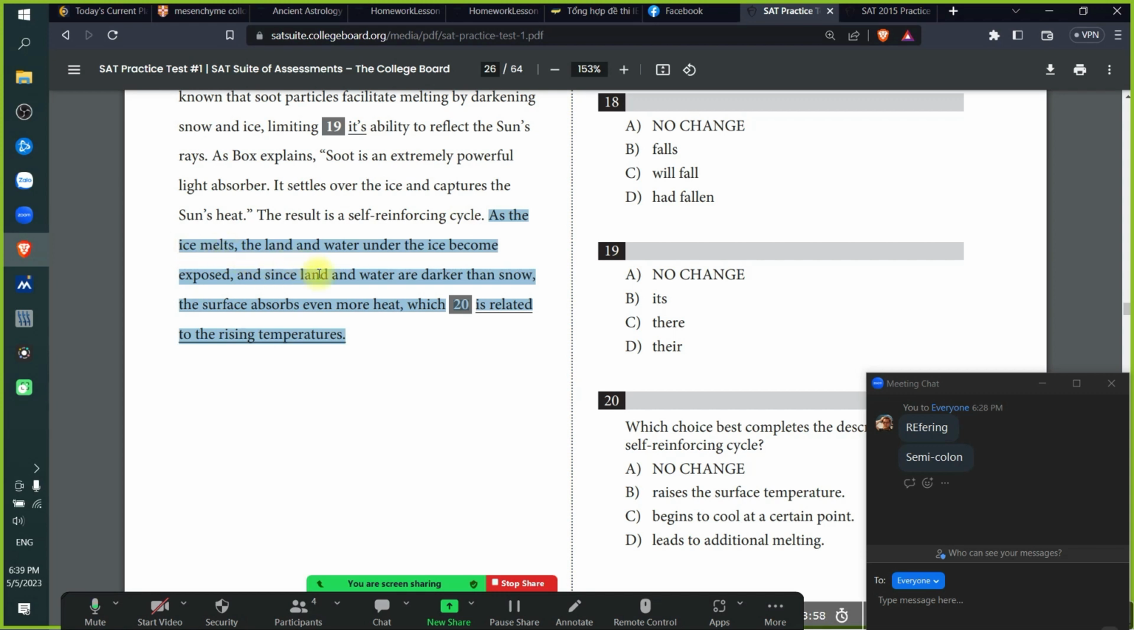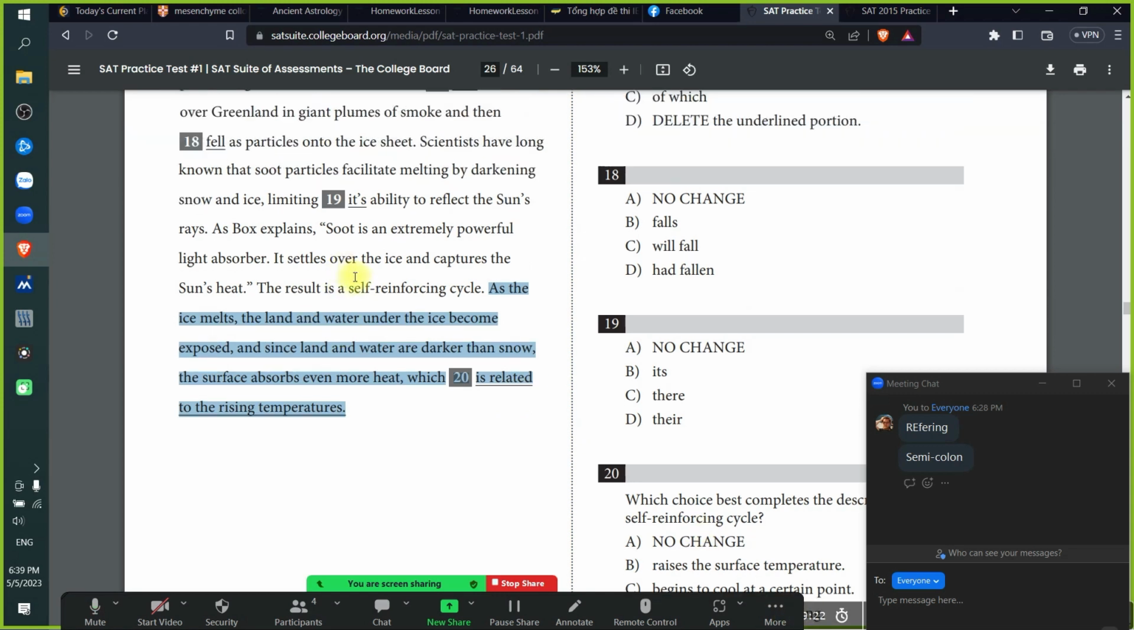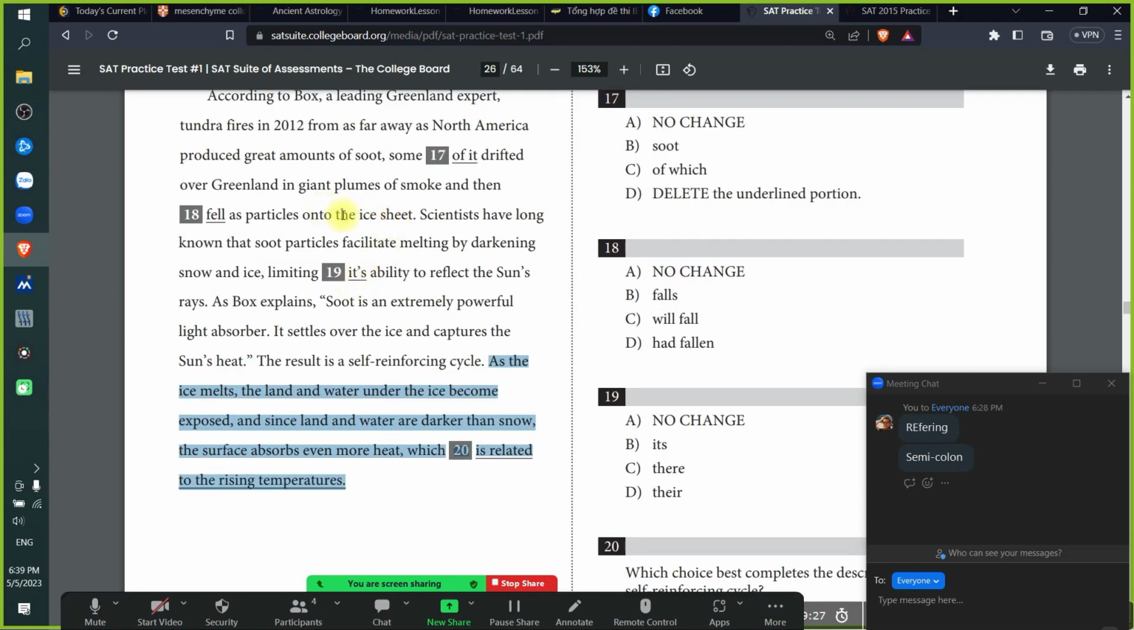We talk about the land and the water under the ice become exposed. Since land and water darken snow, the surface absorb even more heat. So land, water, surface, three things, right? Ba thứ lận. So what is the thing that leads to? Which leads to additional melting? Càng nhiệt càng tăng thì nó sẽ càng melt.